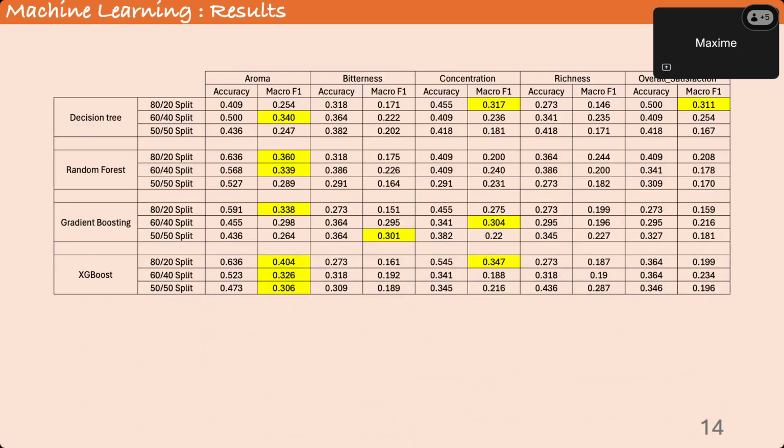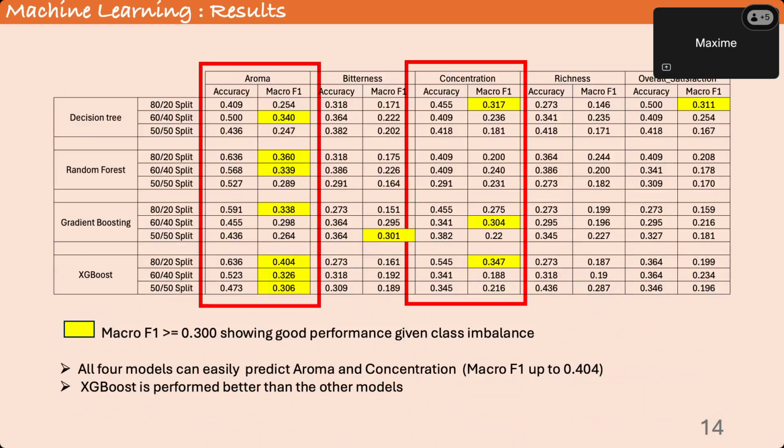Looking at the results, we can see that almost all 4 models are easily predicting aroma and concentration, with a macro F1 that can go up to 0.4, I think, because the aroma and concentration distributions are mostly balanced compared to the other features. Also, the XGBoost model is performing better than the other models across all the test split ratios.